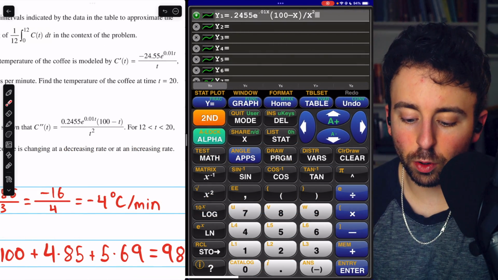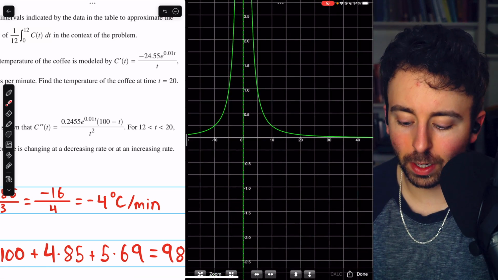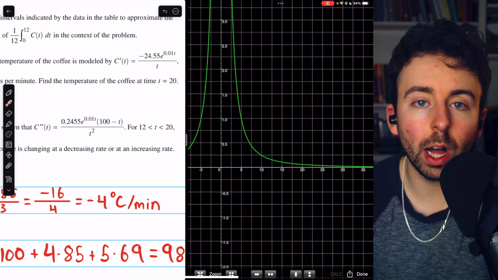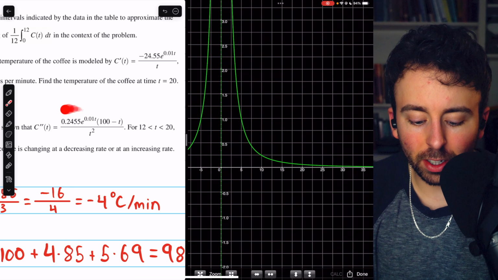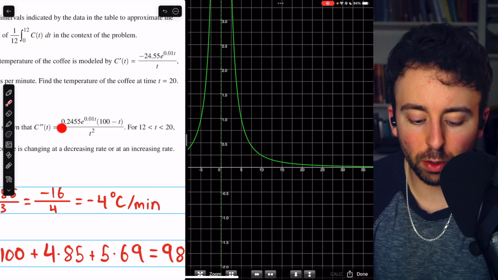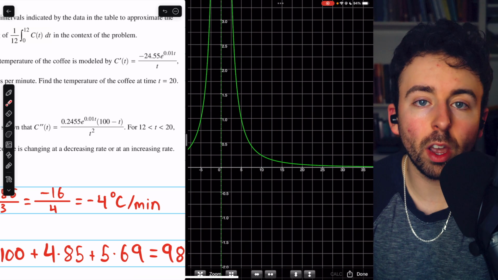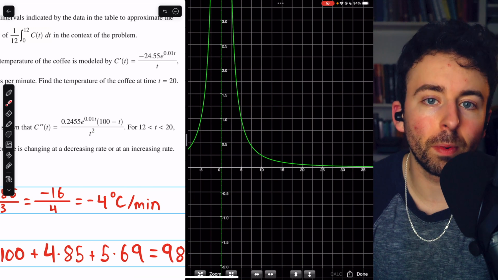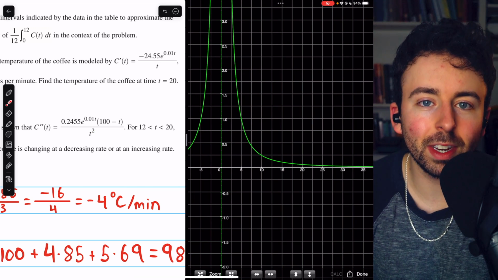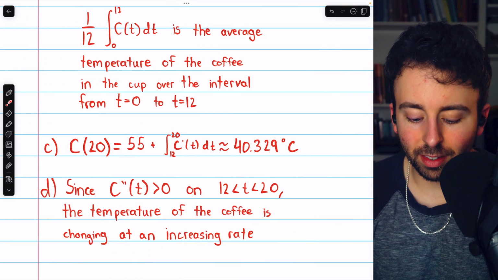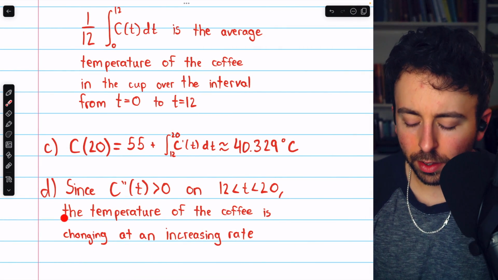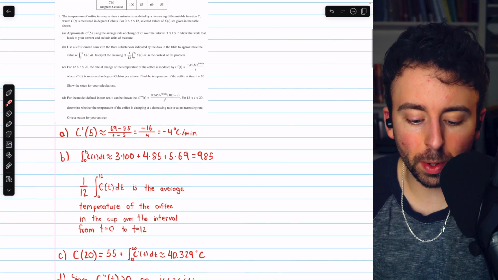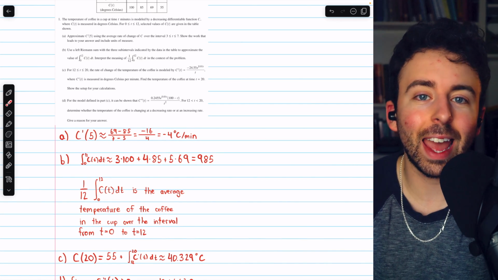All right, I've typed the second derivative into the graphing calculator, and here it is. We can see at a glance that the second derivative is certainly positive for t between 12 and 20. That's what the graph suggests, and looking at the function, that makes sense, because 0.2455 is positive, e to a power is always positive, 100 minus t is positive on this interval, and t squared is also positive. So yeah, the second derivative is positive, so the first derivative is increasing. So since the second derivative is positive on the given interval, the temperature of the coffee is changing at an increasing rate. And that completes our solution to free response question 1 from the 2024 AP Calc AB exam.